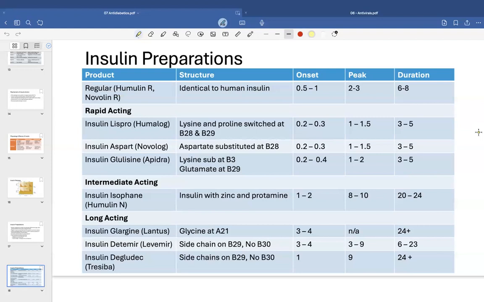What that does in effect is give it a faster absorption and a shorter duration. Therefore, its onset is going to be 15 minutes, basically 0.2 to 0.3 hours. It peaks in 1 to 1.5 hours, and its duration is 3 to 5 hours. Faster onset, shorter duration than regular insulin. It makes it suitable as a mealtime insulin.